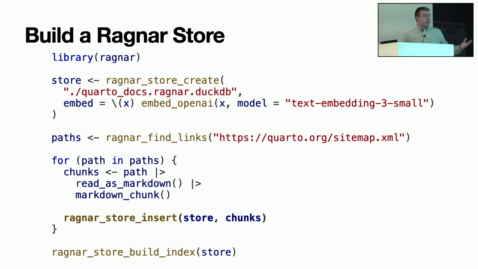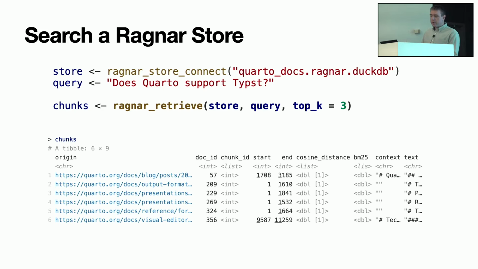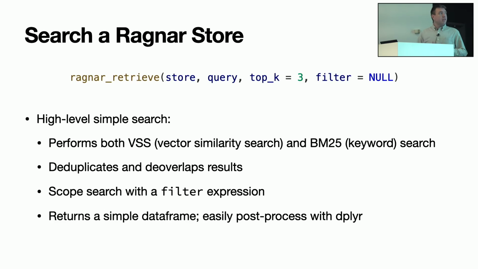Once you have your chunks, you insert them into the store. And then once you've done that for all your documents, you build your index, and now you're ready to search, or hook up an LLM to do search. There are a couple of ways you can do search. The highest level is using the function ragnar retrieve. You give it a query, and you get back a data frame of the most relevant excerpts. Under the hood, ragnar retrieve does a lot. It does semantic search using the embedding vectors. It also does keyword search. It deduplicates all those results and de-overlaps them. You can scope the search, and so on.